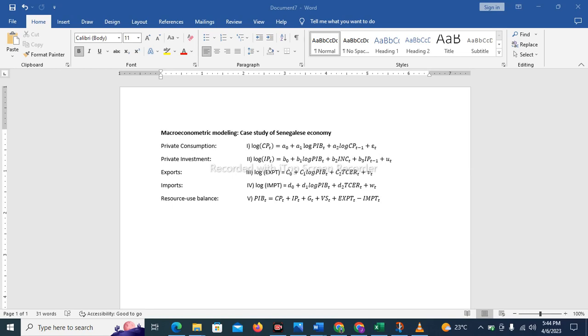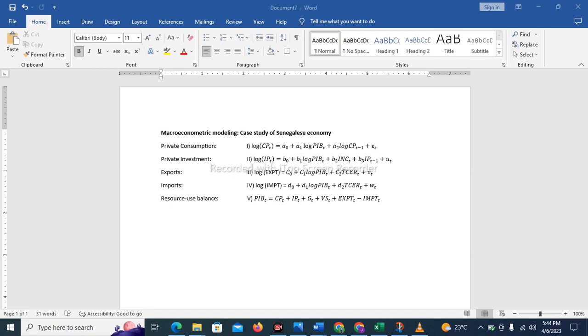Then we have the exports. Exports are a supply function, and exports depend on the productive capacity and competitiveness of the national economy. So our exports here are a function of income and the real effective exchange rate. And lastly, we have an error term.